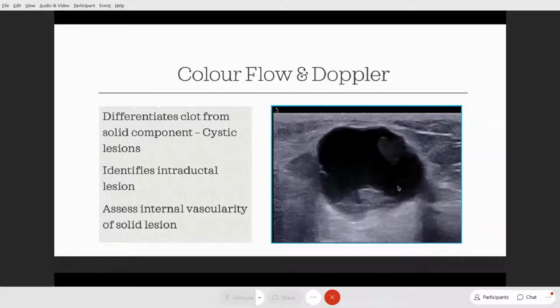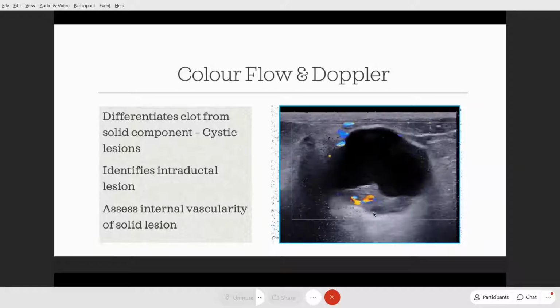The color flow. So this is now a standard technique that is used all across the body. It does not have much application in the evaluation of a solid lesion. However, look at this case. This is a cystic lesion with some amount of echogenic content in the dependent portion. So the question to be answered is, is it a clot or a solid component?